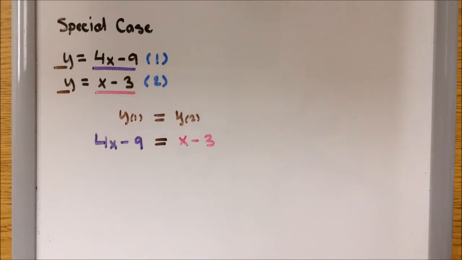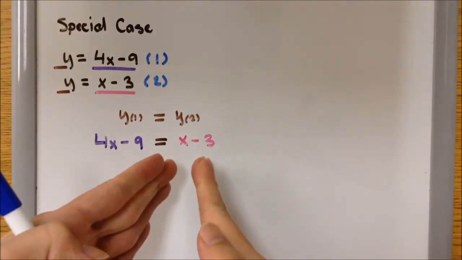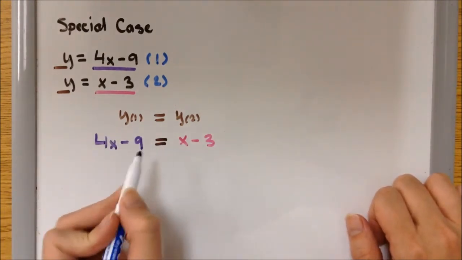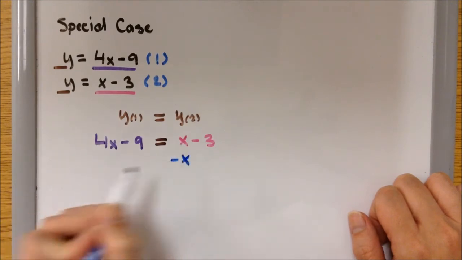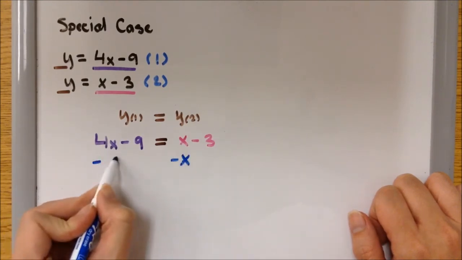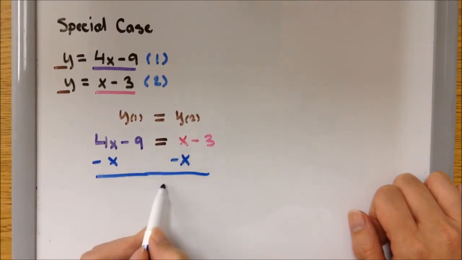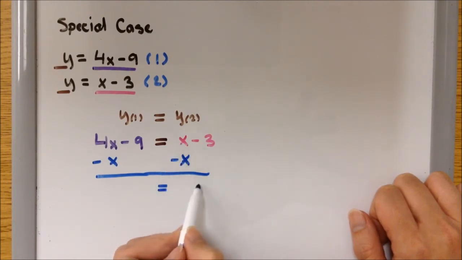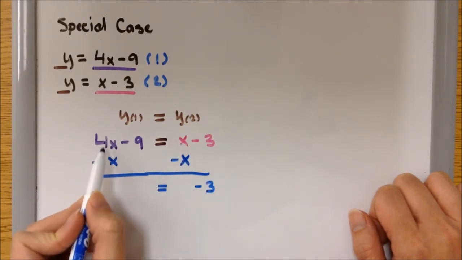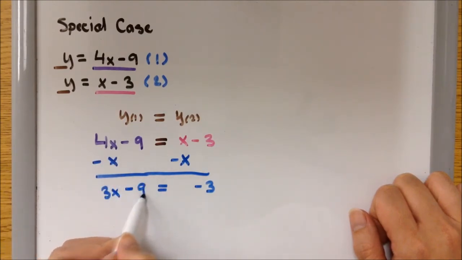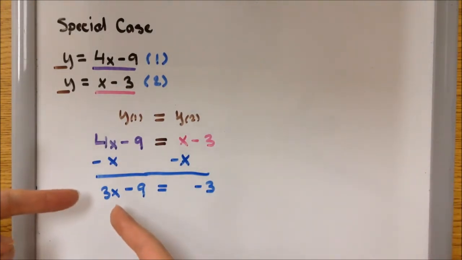So we're just going to solve just like we did for solving an equation. If I want to get my x variable to the left side, I have to cancel out the x on the right. The opposite of positive x is minus x, and I did it on the right side, so I gotta do it on the left side. The x cancels out, so on the right side is just negative 3. 4x minus x will be just 3x, bring down the minus 9. Alright, now I got all the x variables on the left side.